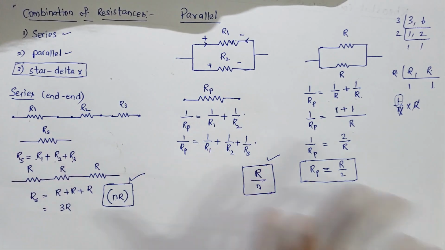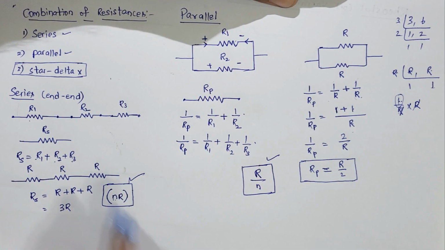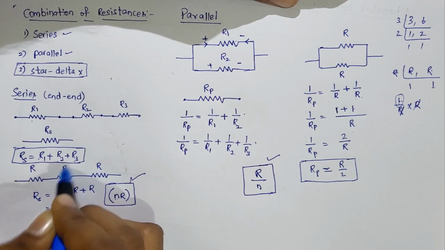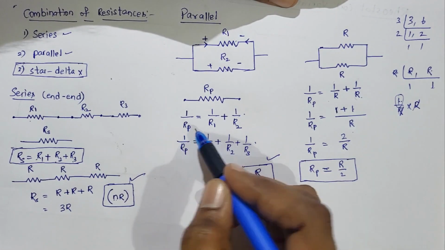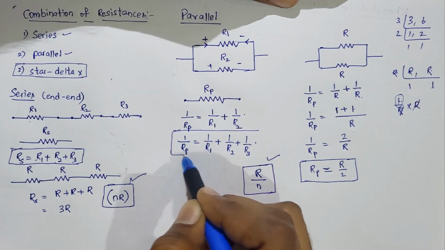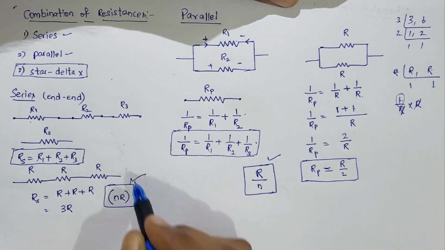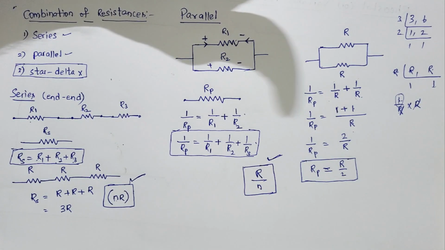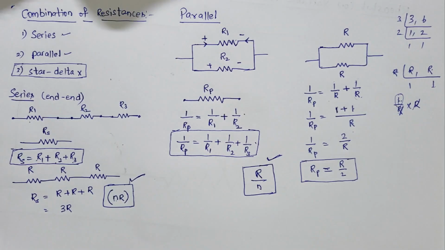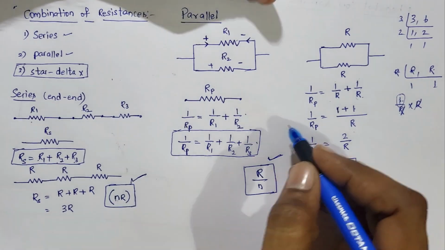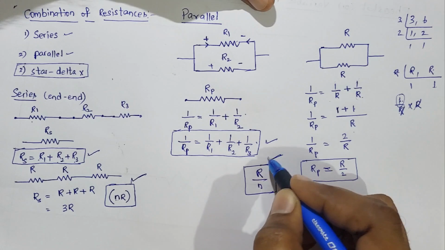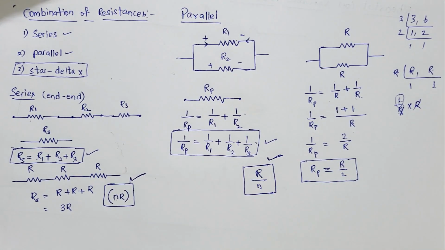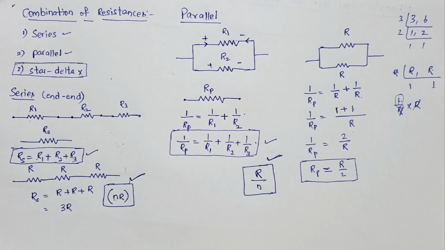So from all these things, what are the things you need to remember? The R series formula is R1 plus R2 plus R3 when 3 are connected. And the R parallel formula is 1 by Rp is equal to 1 by R1 plus 1 by R2 plus 1 by R3. And this formula, nR and R by n. This you need to remember. I am not asking you to remember anything else, but these four formulas are required to solve problems on resistance, series combination and parallel combination.